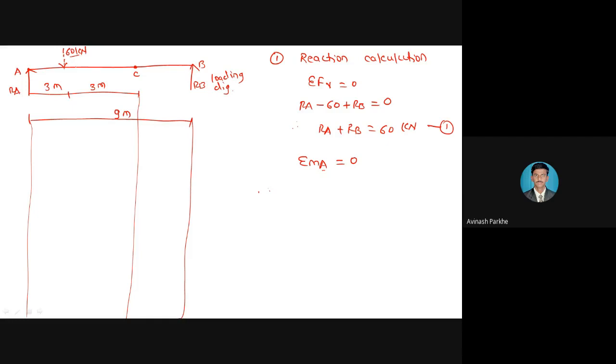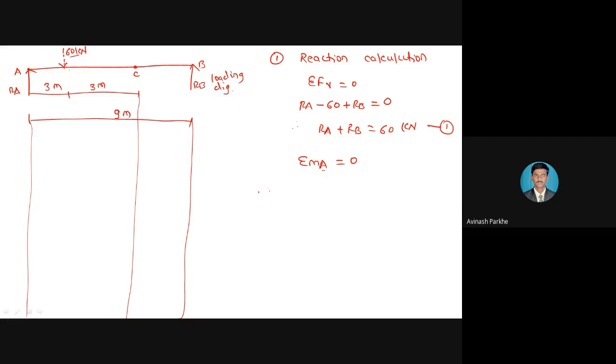That 60 kilonewton is moving in the downward direction, and this RB is moving in the upward direction. And if I resolve this particular 60 kilonewton towards point A, it is rotating in the clockwise direction. Therefore, I have to consider that moment as positive. But this RB rotates in the anti-clockwise direction about this particular point A. Therefore, RB I have to take as negative.